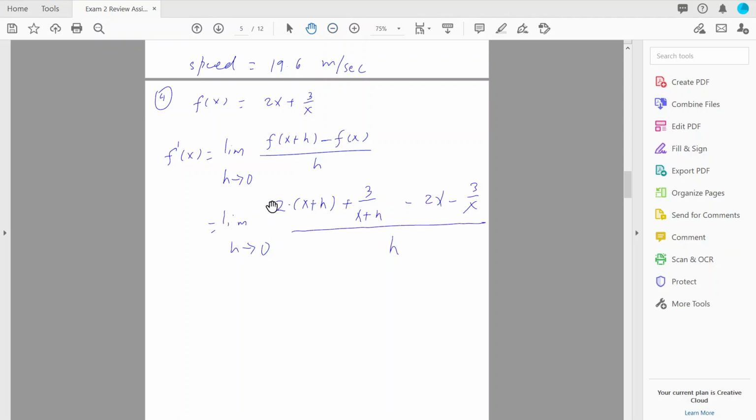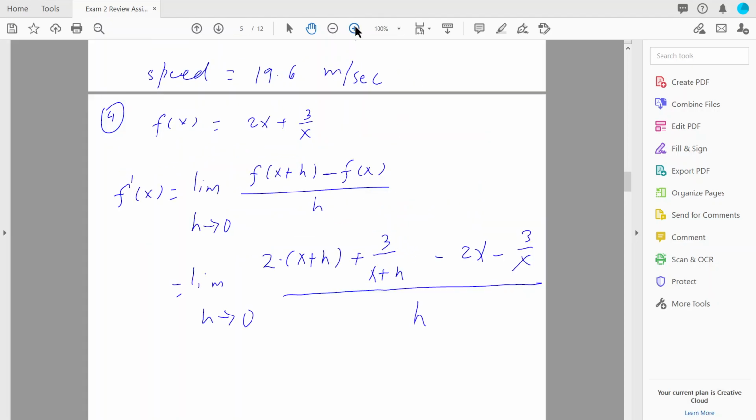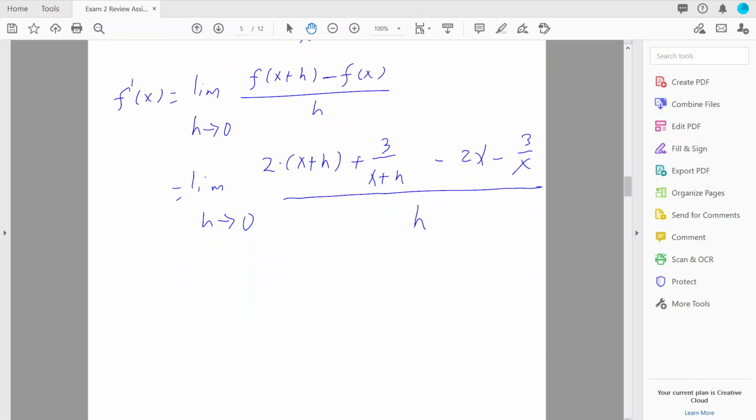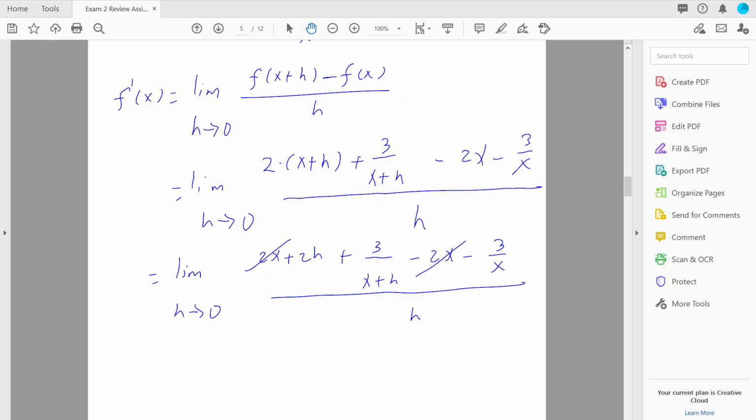One more time, we would like to simplify the top part, and the ultimate goal is to factor out h from the top and cancel out this h from the bottom. Okay, so let's simplify this top part. So this is the limit as h goes to 0. Distribute this 2, which is 2x plus 2h. You cannot do anything here, which is 3 over x plus h. Negative 2x, negative 3 over x, so over h. You can cancel this negative 2x and this positive 2x.